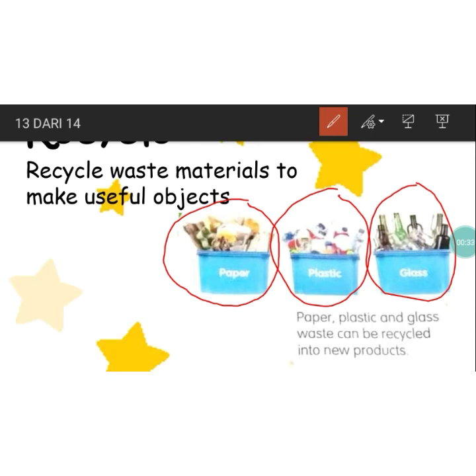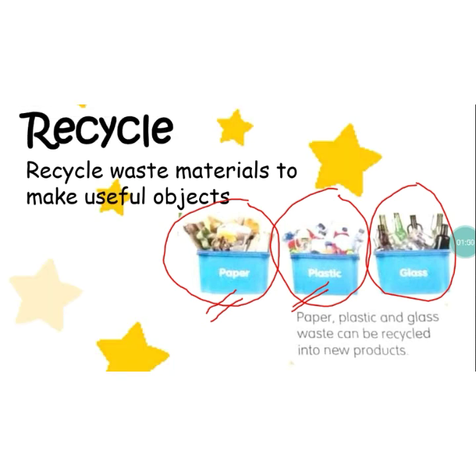So you can put the waste from paper in the paper bin, waste from plastic in the plastic bin, and then waste from glass in the glass bin. So when we want to recycle the plastic waste, we just take it from the plastic bin. We want to recycle the paper waste, we just take it from the paper bin. This helps you to recycle easily. So paper, plastic, and glass waste can be recycled into new products. Jadi bisa digunakan lagi, bisa dibuat produk yang baru. So it can help you to reduce the waste. It can help us to care for the environment.